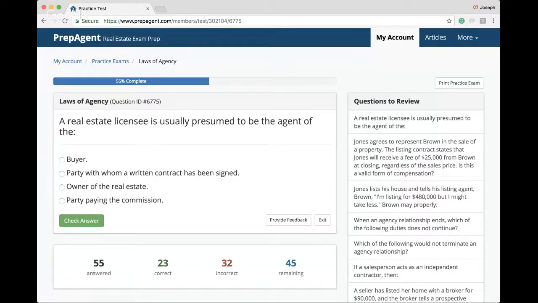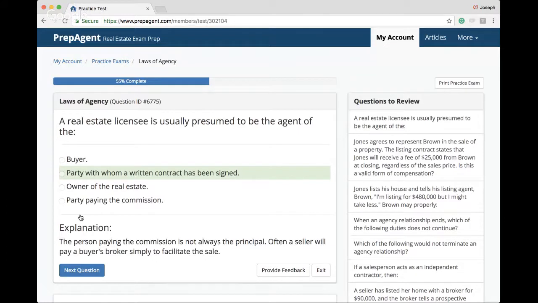A real estate licensee is usually presumed to be the agent of the A, buyer, B, party with whom a contract has been signed, C, owner of the real estate, or D, party paying the commission. Okay. And the answer is party with whom a written contract has been signed, which would make them the principal.